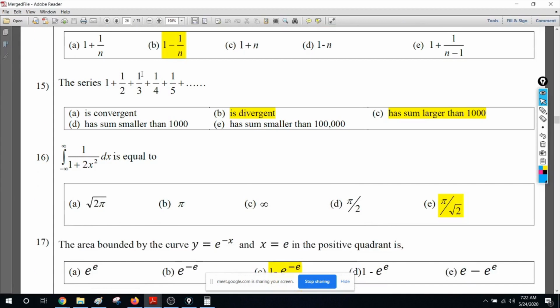So the 15th one. You have been given a series, and they ask whether that series is divergent and so on. Now you can see straight away what that series is. First look at the infinite term. If the infinite term is not equal to 0, definitely that series is divergent.